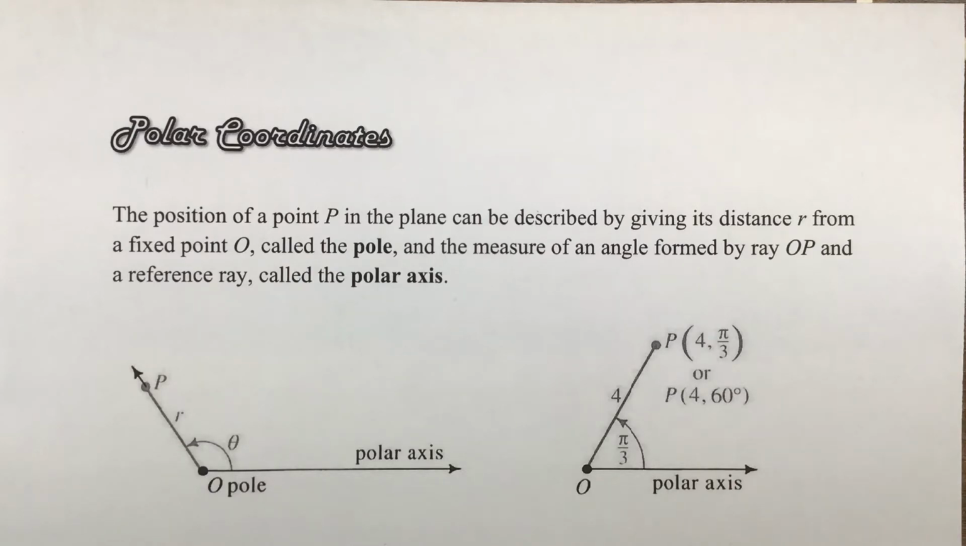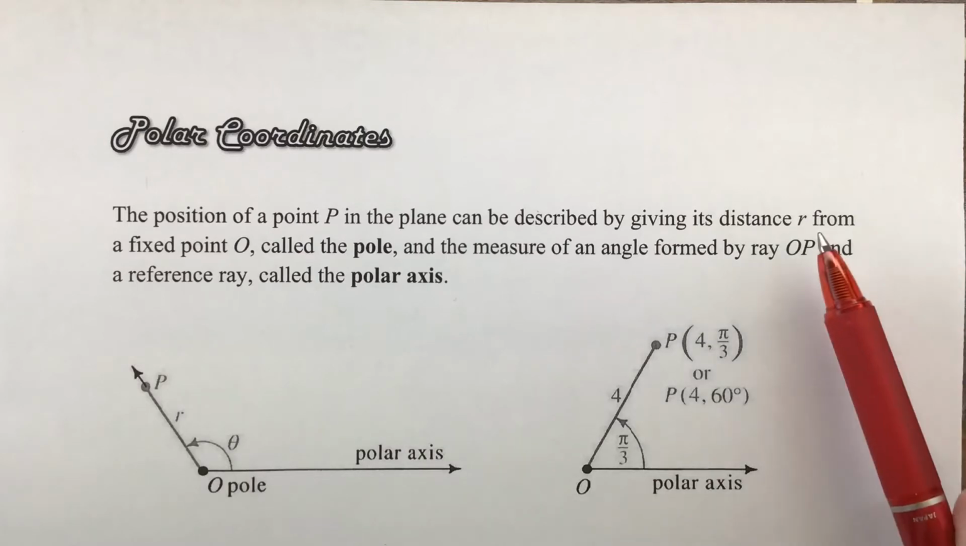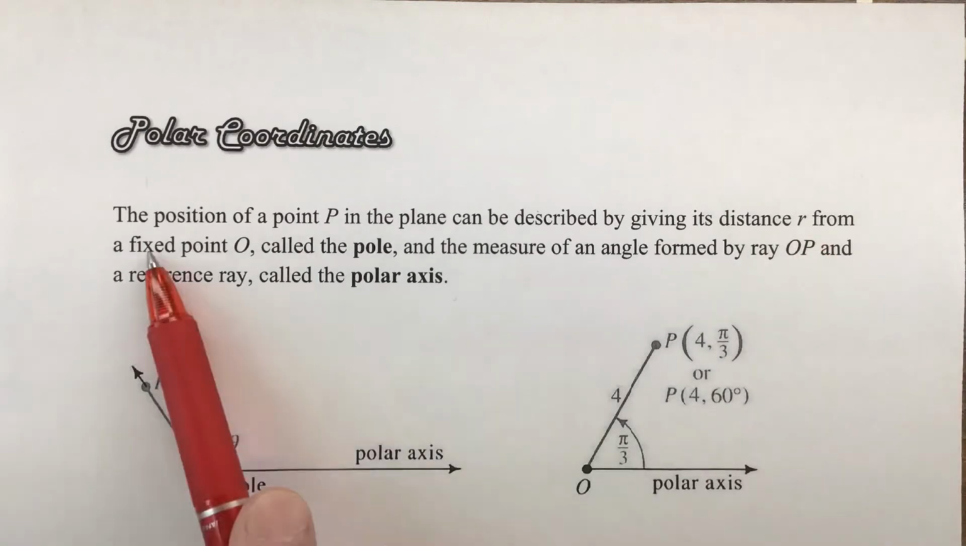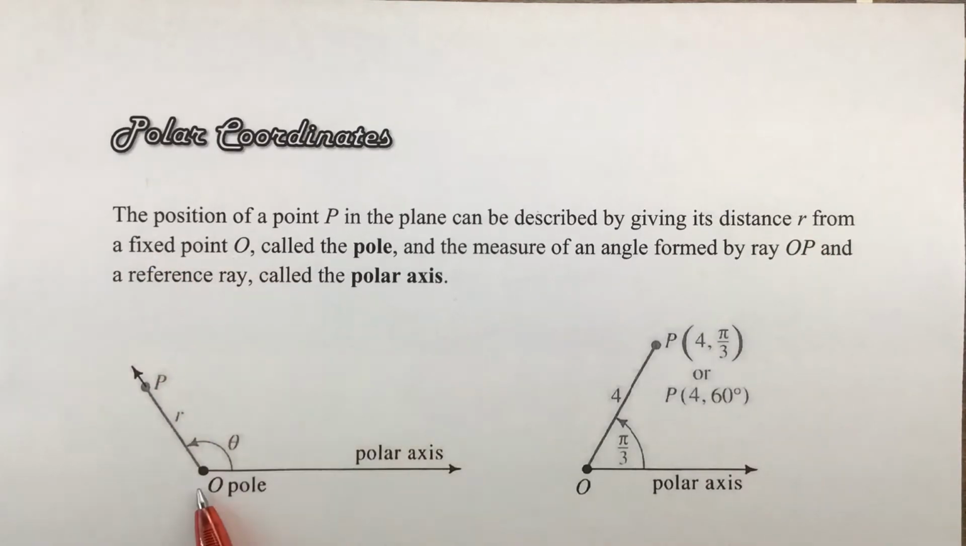All right, so this is an alternative way to plotting xy coordinates. And here's how it works. The position of a point P on a plane, so on a flat surface here, can be described by giving the distance r from a fixed point called O, sort of like the origin, except that we're going to call it the pole. We describe it by giving the distance that it is from point O, and by using the measure of the angle formed by ray OP and a reference ray, which we call the polar axis.